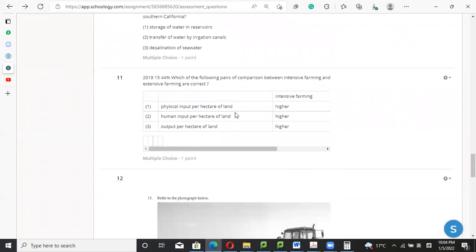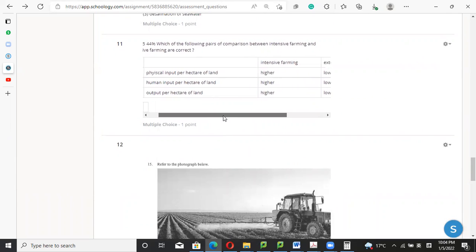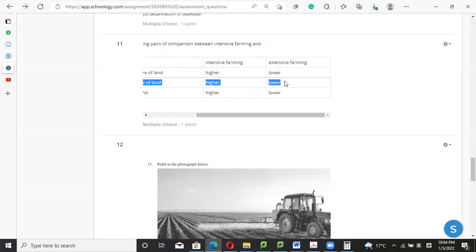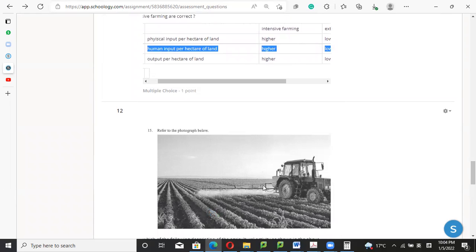Number 11. Which of the following pairs of comparison between intensive farming and extensive farming are correct? Intensive farming, higher physical input. This is wrong. Intensive farming only has higher human input. What is human input, and what is physical input? Human input is like this: we input a lot and try to change the landscape. Physical input is talking about the sun, the rainfall, the soil fertility, the soil nutrients.